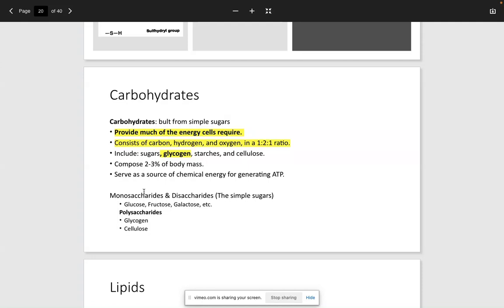And then from there on, we can start adding glucose monomers together to make glycogen. That's polysaccharides, or many sugars. And then cellulose. And if you remember, we talked about cellulose having that alpha 1,4 glycosidic linkage in Bio 112. We said that we couldn't break down alpha 1,4 glycosidic linkages. That's why it was used as fiber.